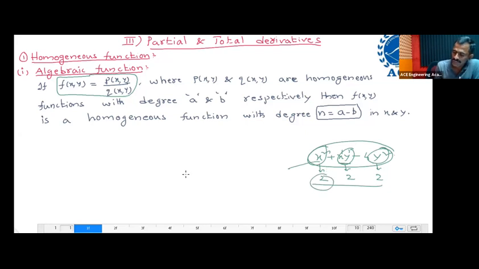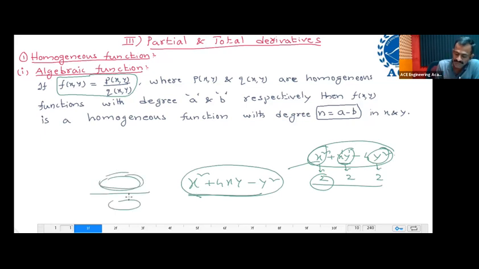But always you may not have a function like x square plus 4xy minus y square, just a numerator function. Sometimes you may have something by something also. If we have something by something like this, then we follow this method, this algebraic method. This is for algebraic functions only. So let us write the example.